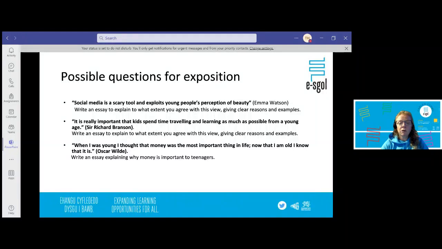And then there's some possible questions for you. I've just been doing the social media one in class with my year 11s, and it's quite a good one to look at to what extent you agree with it. It's quite an interesting one.